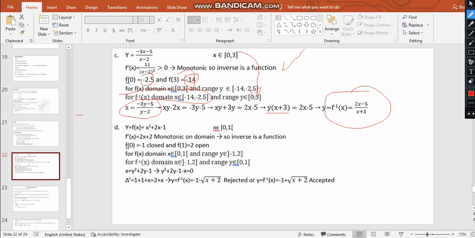Here it's an equation of second degree. I want it from 0 till 1. As you can see, from 0 till 1, it is positive. So inverse is a function. So f of 0 is minus 1. f of 1 is 2. Here open, f of 0 closed.